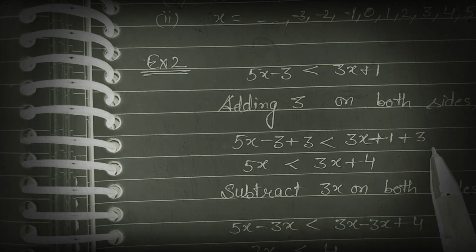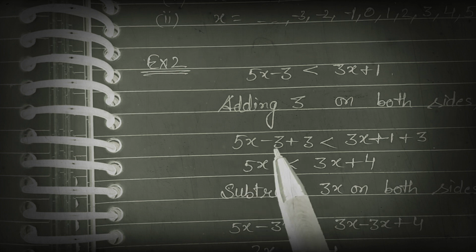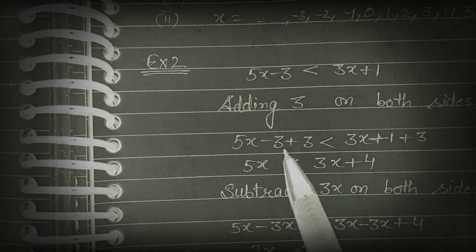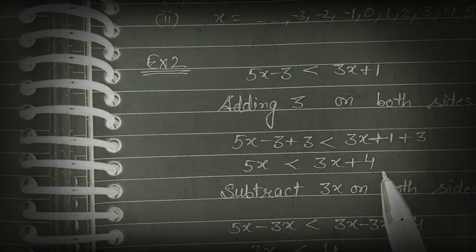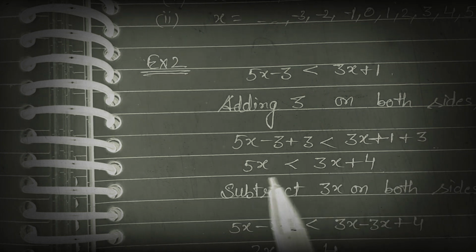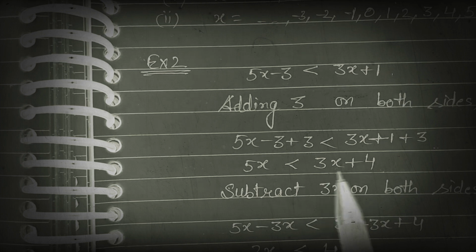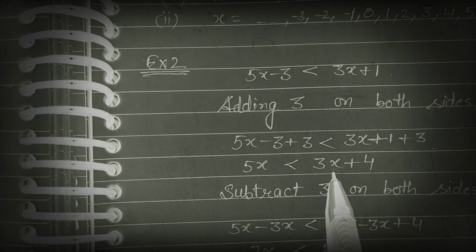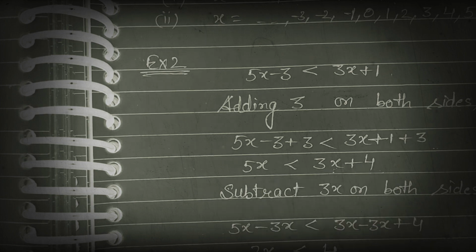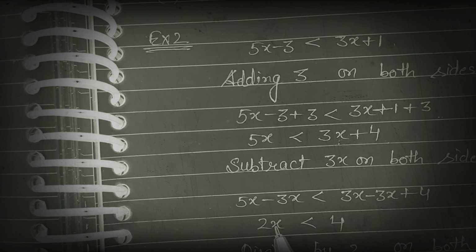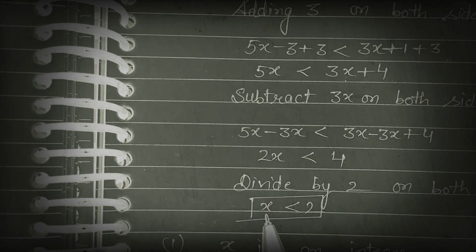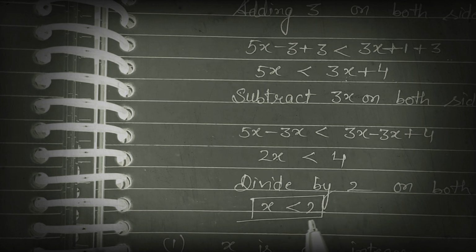What will we add on both sides? 3. So it is 5x minus 3 plus 3, and here 3x plus 1 plus 3. 3 cancels with 3 here. Here 1 plus 3 is 4. Then we will subtract 3x from both sides, because 3x is also here and we want to find out x. So we will subtract 3x from both sides. So it will be 4, and on the left hand side we will get 2x. So divide by 2 on both sides. So it will be x, and it will be 2. So x is less than 2.